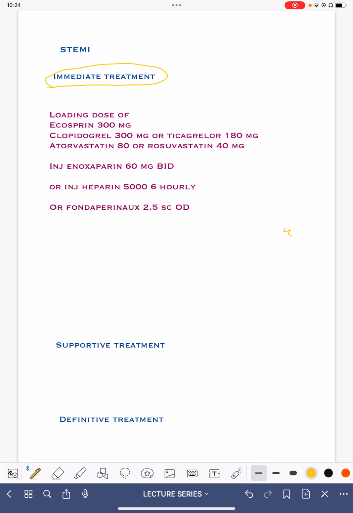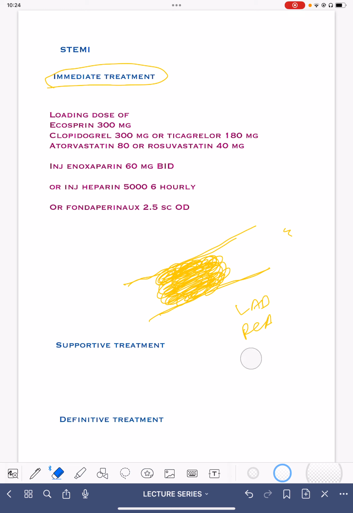Now, we must know ST elevation MI is basically a blockage in the coronary artery, and this blockage is not like 50%, 60%, 70%, 80%, 90%, 95%, but in fact it is a complete 100% occlusion of the artery. It can be the left anterior descending artery, right coronary artery, or left circumflex artery, or any artery, but the blockage is complete and it is 100%.